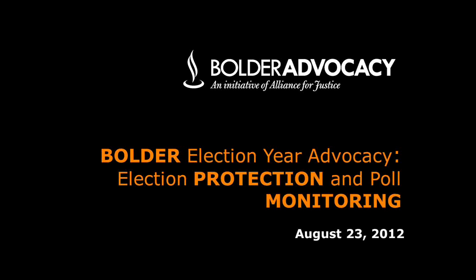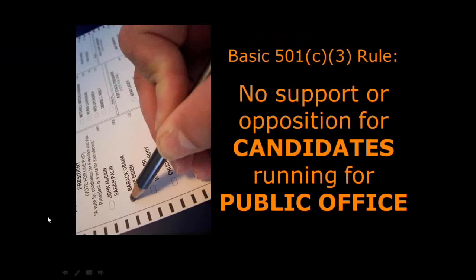The basic rule for 501c3s is that we cannot support or oppose candidates for public office. You probably all know this already, but as C3s, that's a flat-out prohibition. We can't tell people who to vote for or how they should vote. This goes for whether we're doing voter education or poll monitoring. But there's a lot we can do as a 501c3, and I'm going to say a little bit about those activities.